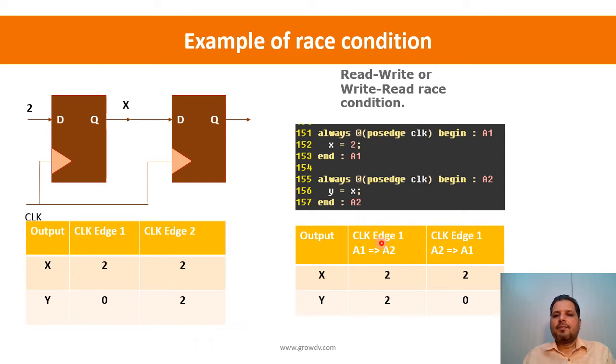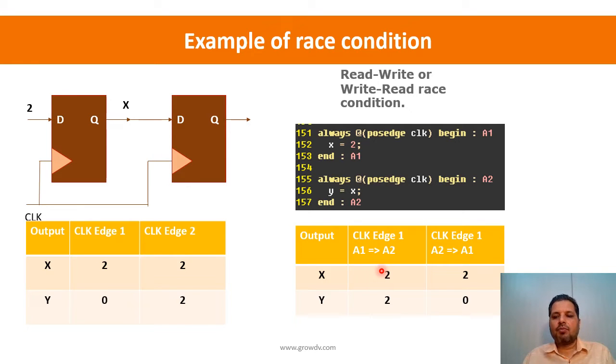Now if at clock edge 1 the execution order happens to be always block 1 followed by always block 2, then X will be assigned 2, and because it's a blocking assignment, the value of X will be available, and then Y equal to X, so the value of Y I'm going to see is 2. Whereas according to my modeling of this hardware, this is not the behavior I was expecting, yet this is the behavior I am getting.